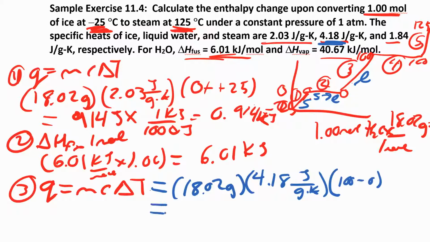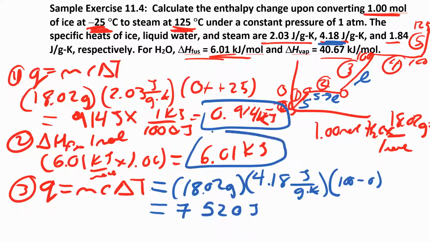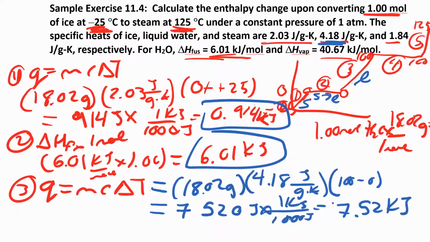And so when we work that Q out, we should get something like 7,520 joules, and we'll convert that to kilojoules. Let me just box our kilojoules before I lose them all. Divide that by 1,000, and if you can do that in your head, great, do it. We get 7.52 kilojoules. Wonderful.